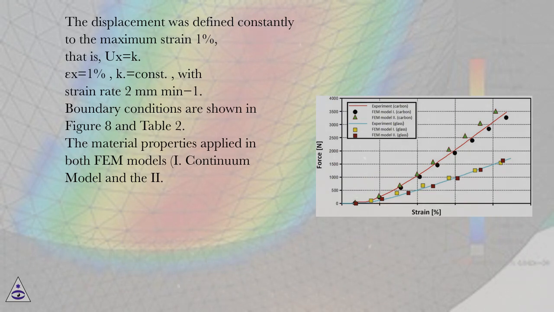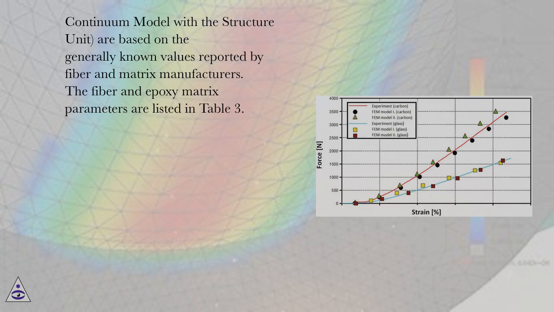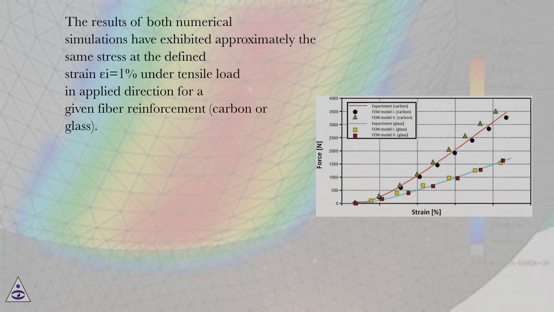The material properties applied in both FEM models, the continuum model and the second continuum model with the structure unit, are based on the generally known values reported by fiber and matrix manufacturers. The fiber and epoxy matrix parameters are listed in Table 3. The results of both numerical simulations have exhibited approximately the same stress at the defined strain epsilon 1 equals 1% under tensile load and applied direction for a given fiber reinforcement, carbon or glass.